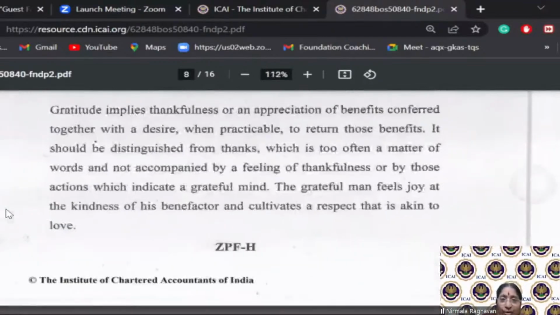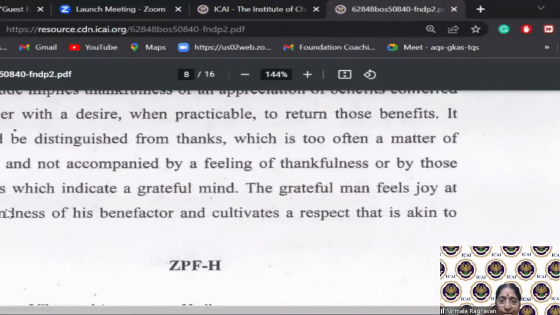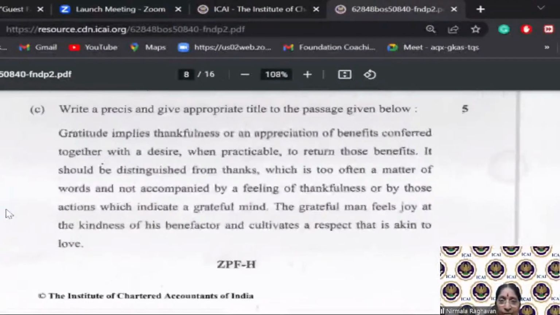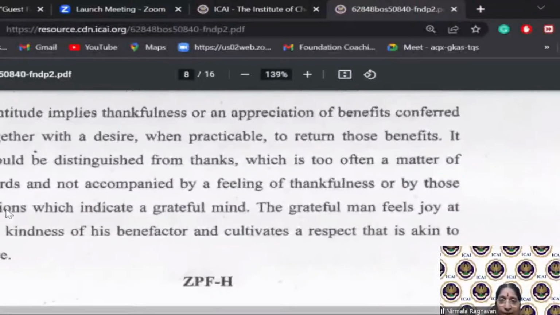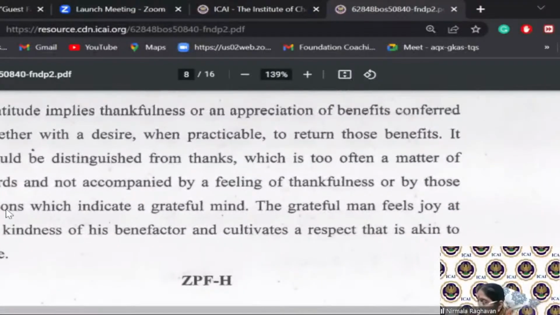Okay. Now, quickly read for a global comprehension. Okay. And then fix the title. Title you will post in the chat box. Quickly read through. And I'm going to give you 2 minutes time. Quick. Yes, Ashutosh, it is 87 words. Now quickly read through. Let's fix the title.